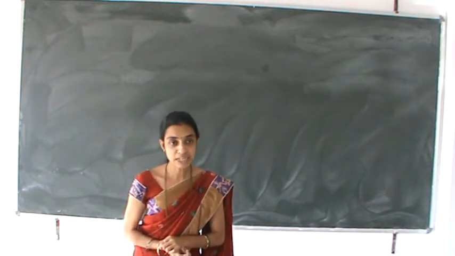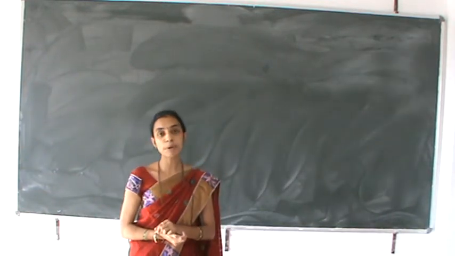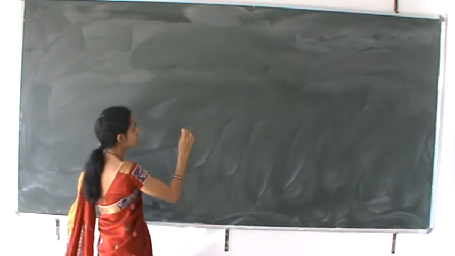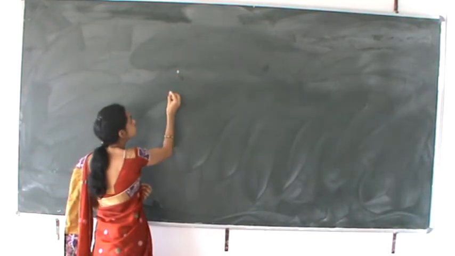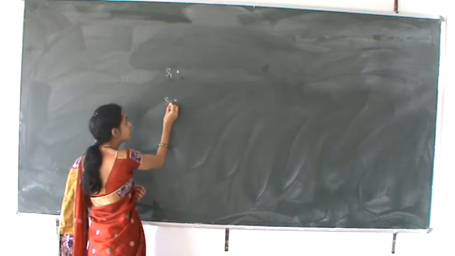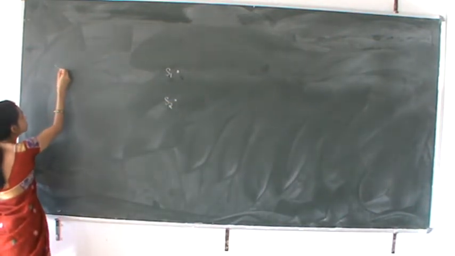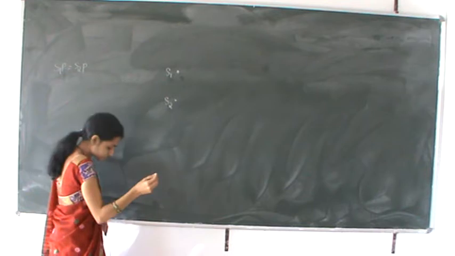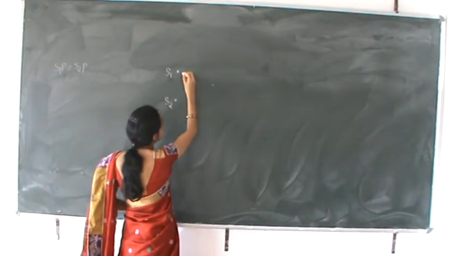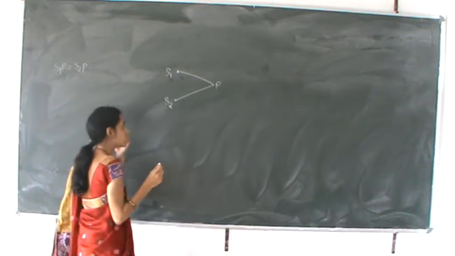In the previous class I considered an example of a zero phase difference. Once again, I will start from there. Two sources S1 and S2. In that first example I considered a phase difference of 0. S1P is equal to S2P, so exactly at the center, the point P.